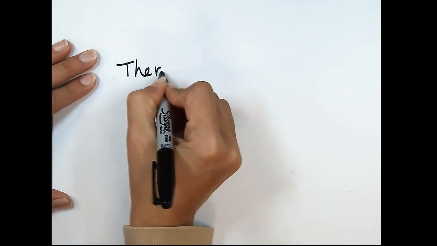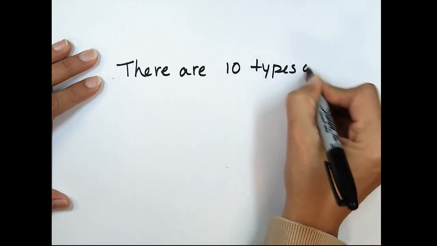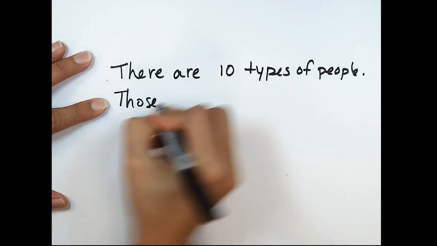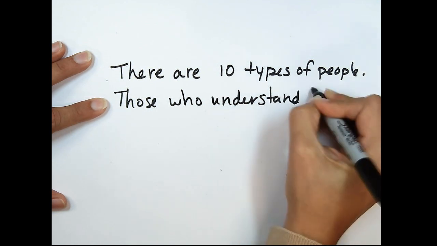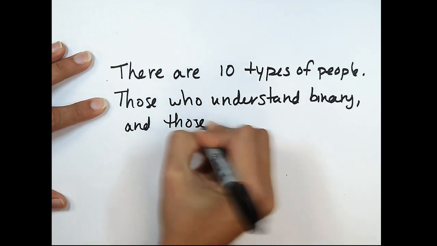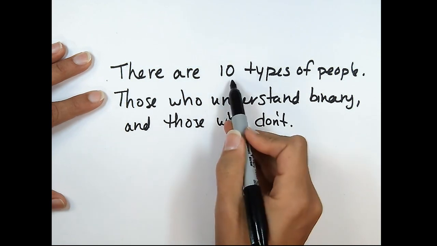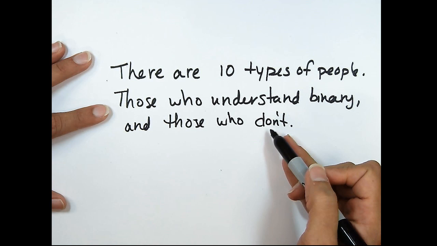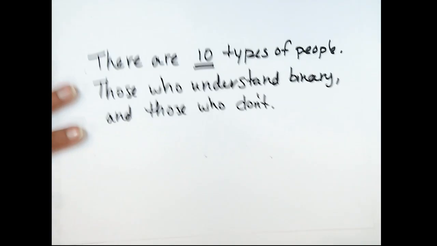There's a little saying that says this. There are 10 types of people: those who understand binary and those who don't. Do you get it? There are 10 types of people. Hey, you're missing 2. I mean, you only have 2, you're missing 8. Well, no, that's just because you don't understand binary. Because if you understood binary, that just says 2.